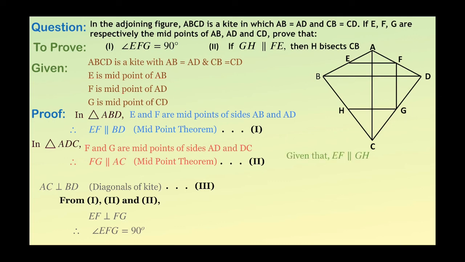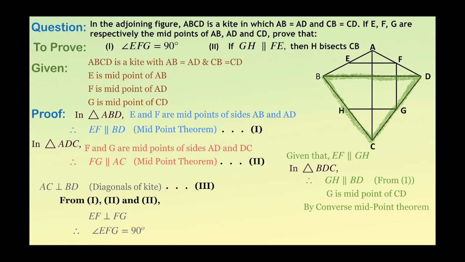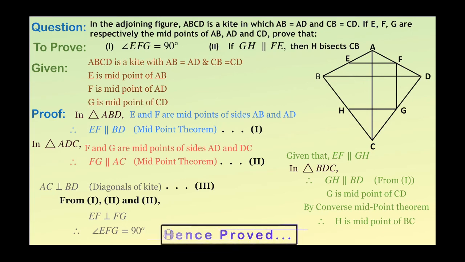Now it is given that EF is parallel to GH. So if we look at triangle BDC, G is the midpoint of one side CD, which is given, and GH is parallel to BD, which we can conclude from result 1 and the given condition of the second sub question. So the midpoint of one side of the triangle, and the line segment is parallel to another side of the triangle. So by the converse of the midpoint theorem, we can say H is the midpoint of the third side BC, or in other words H bisects BC. Hence we proved both the required conditions.